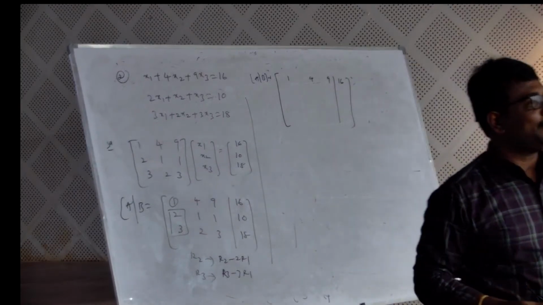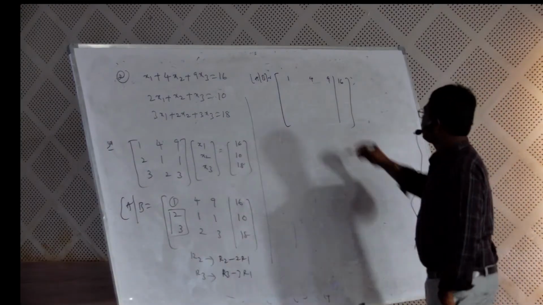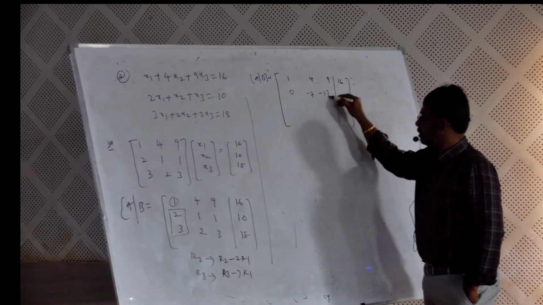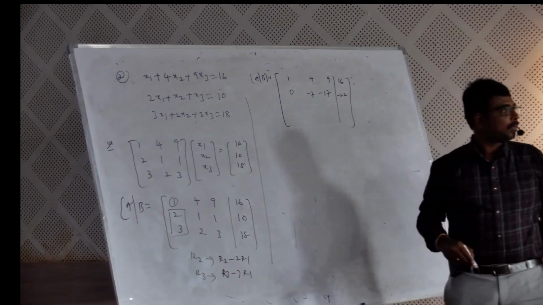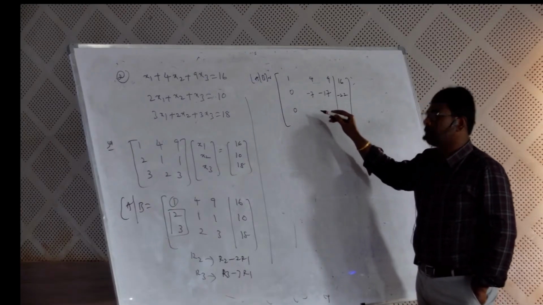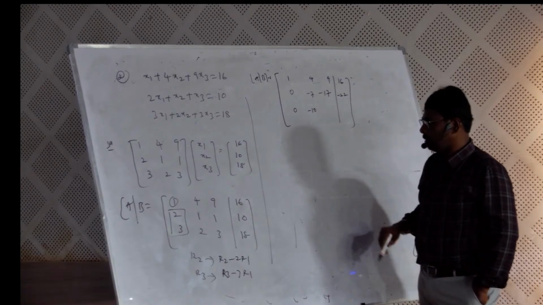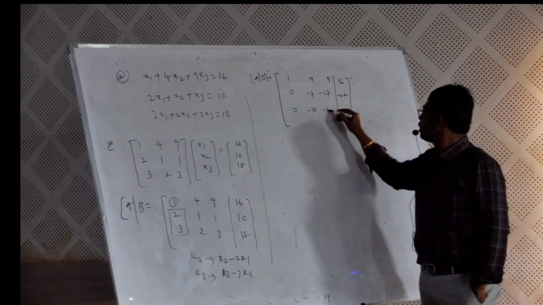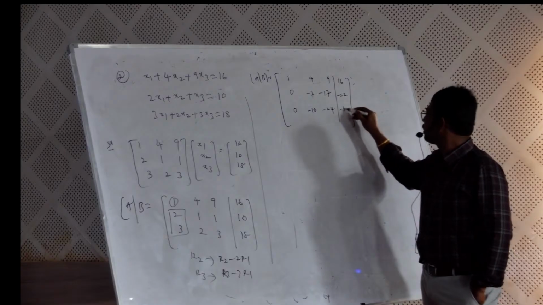May I know the second row elements? 0, 20, nice. 0, 10, minus 20, 5, minus.